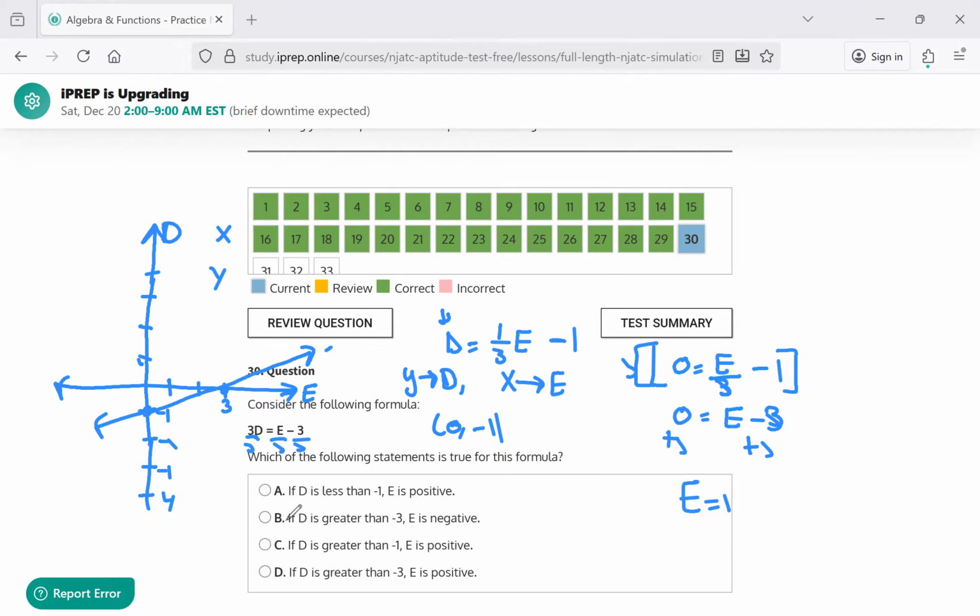There's our graph. So now what we're going to do is test each one. So let's see if A is right. If D is less than -1, so D's are the y value. If D is less than -1, so here's -1. So anything below -1, like -2, -3, E is positive. -2, what's the E value or the x value? Positive. -3, positive. Positive, positive, positive, right? So I think that is the choice.